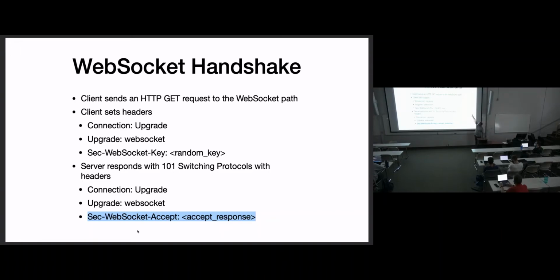So this is the structure that we're going to do, and the next slide is going to have quite a bit of detail on how to go from this random key to this accept response. This accept response is generated from that random key, and if we don't compute that exactly, the browser is going to check this. If it's not exactly what the browser expects, the connection won't be upgraded. We won't have a WebSocket connection.